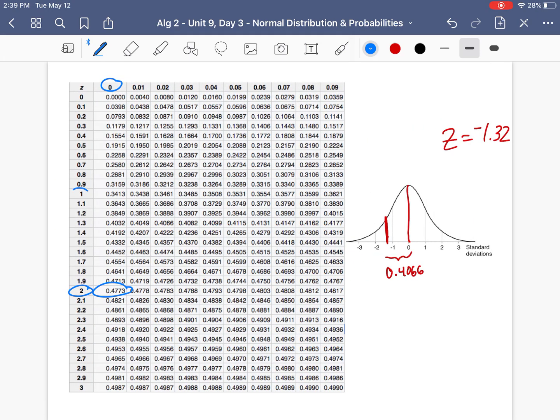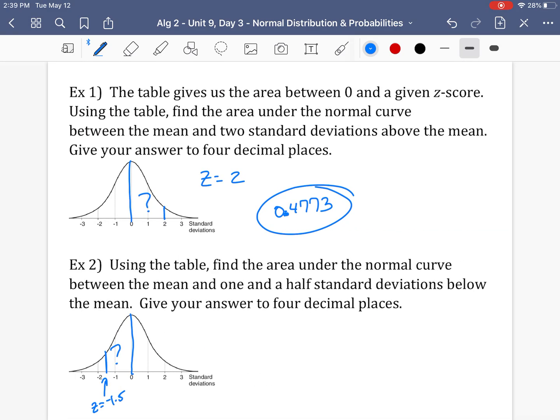So 1.5 is down here. I'm used to a different table that has it laid out differently. So 1.50 puts me right there, 0.4332. So if somebody was asking you to change that to a percent, you would say 43.32%. But on MathSpace, it's going to ask you for this number right here.